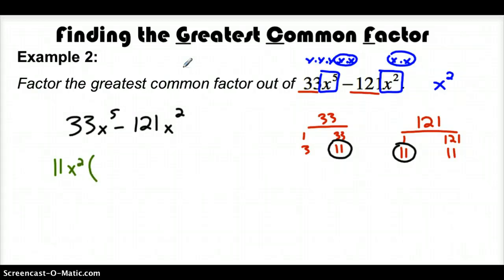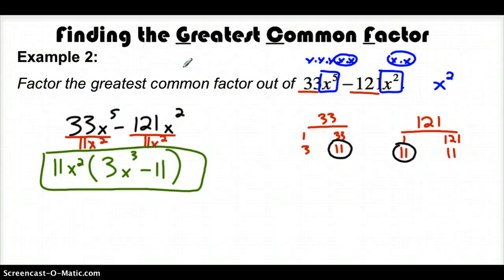Now I'm going to figure out what else I can write in my parentheses. I'll divide this by my greatest common factor, and divide this by my greatest common factor, and this will be what I actually write in my parentheses. So 33 divided by 11 will give me 3. x to the 5th over x squared will give me x cubed. Negative 121 over 11 will give me a negative 11. And then x squared over x squared will give us 1, so we don't have to write anything there. So this is going to be our final answer with the GCF taken out.